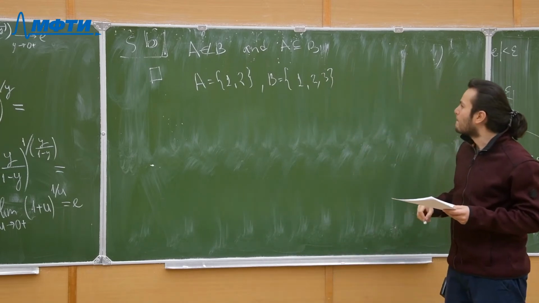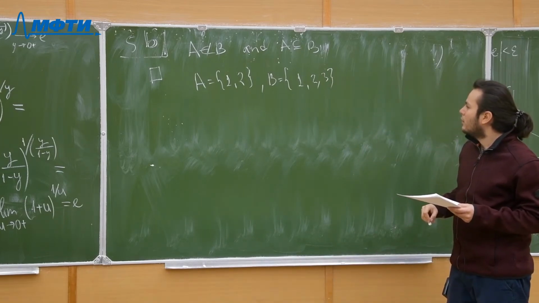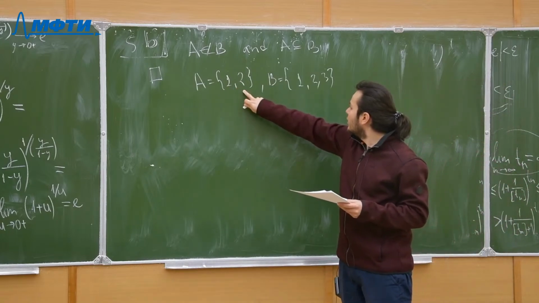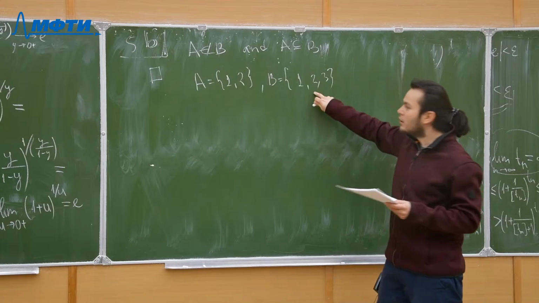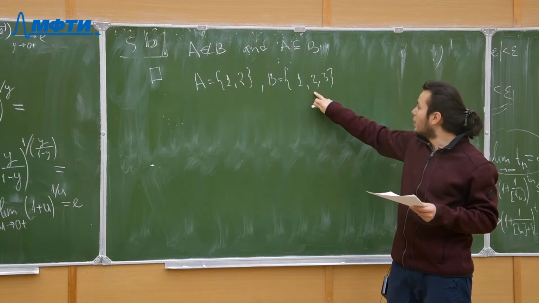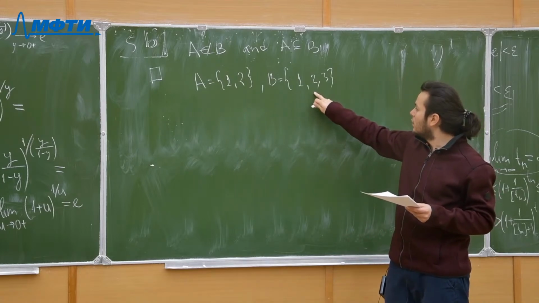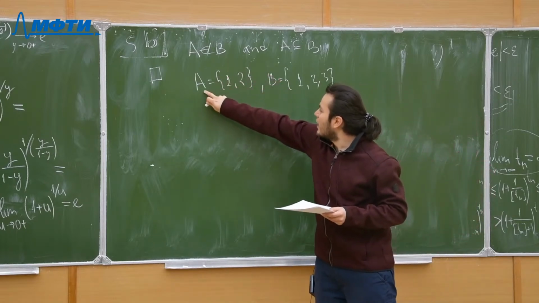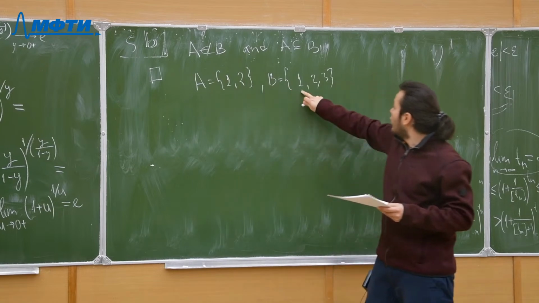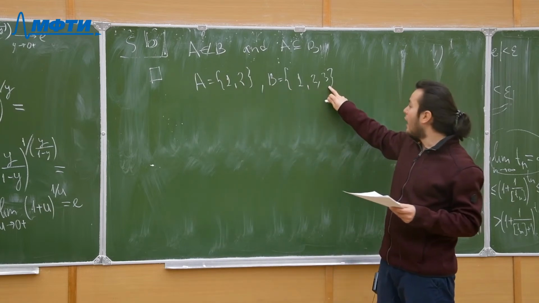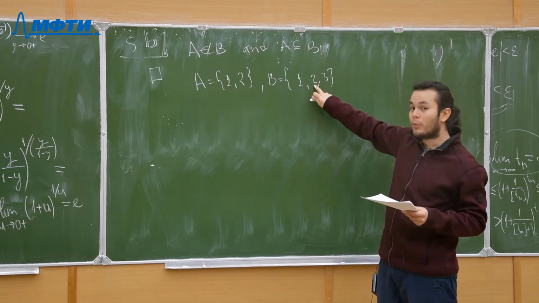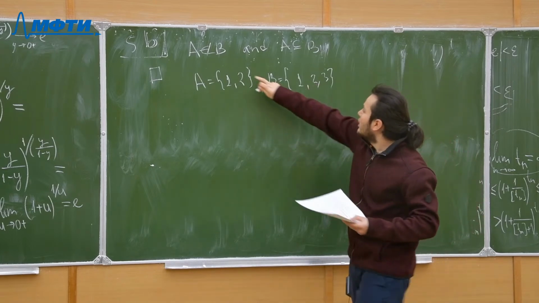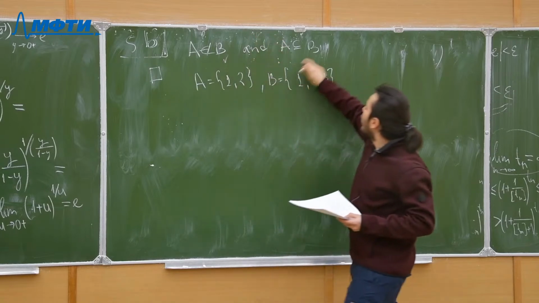So A doesn't belong to B. We can see that because this is an element. I mean, the element A, the set A, is not here. We have 1 and 2, right? But we don't have the set {1, 2}. So this holds. And what about this one?